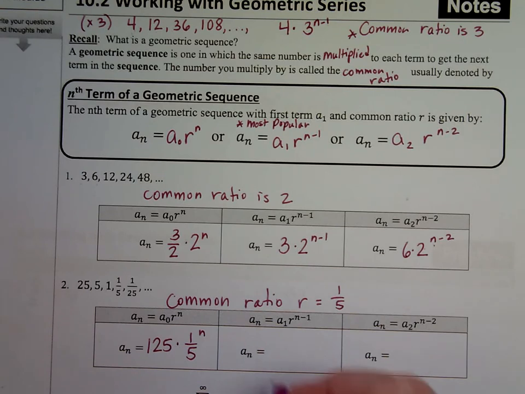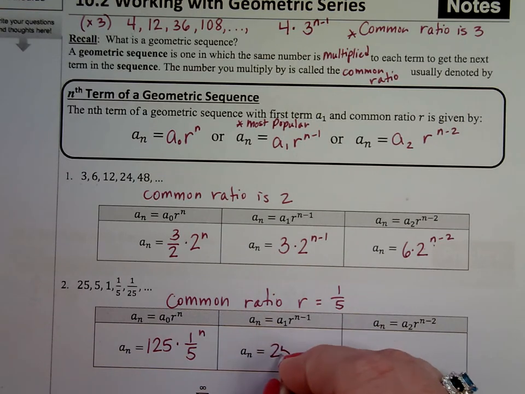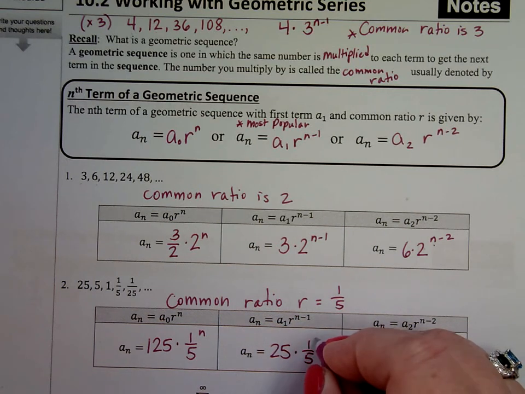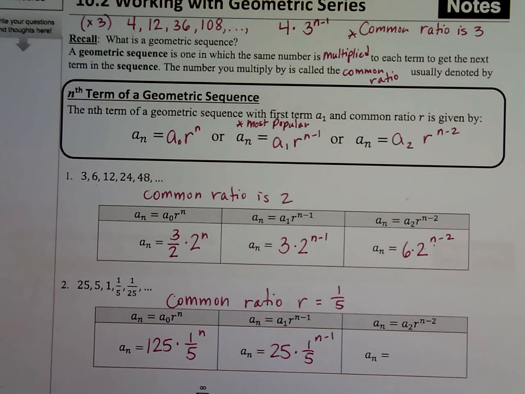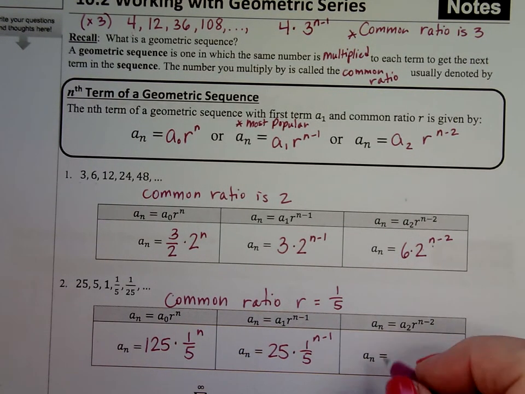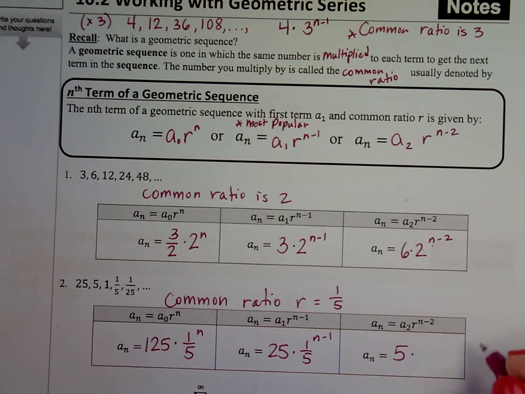Second one just takes the first term, 25, multiplies it by the common ratio to the n minus 1 power. And then the third one takes the second term, 5, and I have it times 1/5, my common ratio, to the n minus 2 power. They're all equivalent ways of writing the same thing. It's just, again, the middle guy is the most popular. The one that you'll see the most is probably the one that makes most sense too.